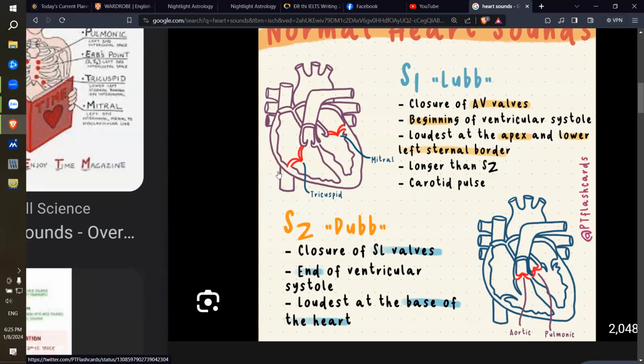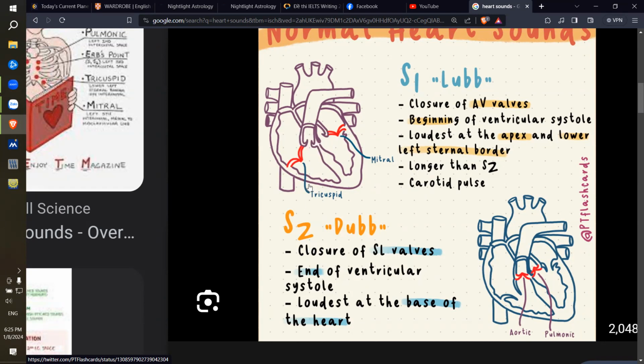Cái tiếng lub đầu tiên là khi hai cái van tricuspid và mitral nó đóng lại. And dub is basically when the SL valves close, the semilunar valves. Còn tiếng dub thứ hai là do aortic với lại pulmonary valve nó đóng lại. So when the dub sound happens, the systole stops. It's the end of ventricular systole.